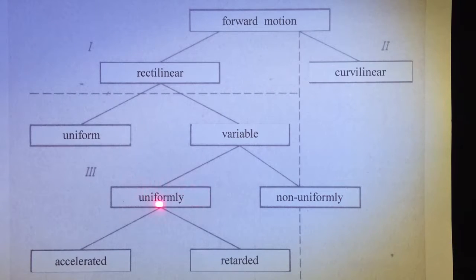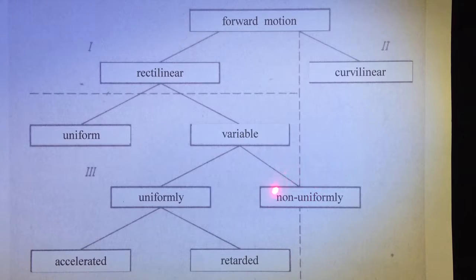What does it mean, uniformly? It means that still the velocity changes, but that change is proportional to the time. If you are speaking about non-uniformly motion, that change is not proportional to the time. It is a form of a chaotic motion. Sometimes the body increases, sometimes decreases its velocity, and that change is not always proportional to the time.